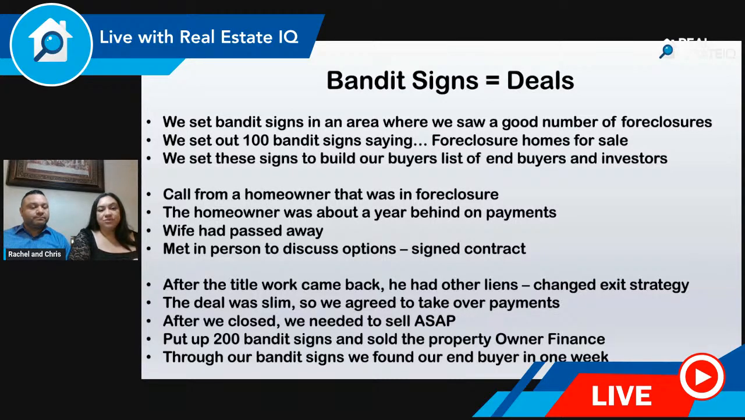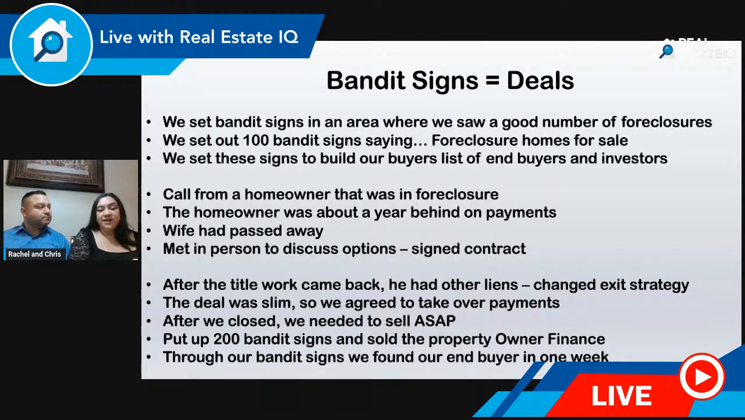After title work came back, there were a few more liens on the property. So our initial thought was something else, and we ended up changing and shifting a little bit. There wasn't a lot of money on the deal, so we went ahead and took over his payments. After we closed, we needed to sell it immediately.